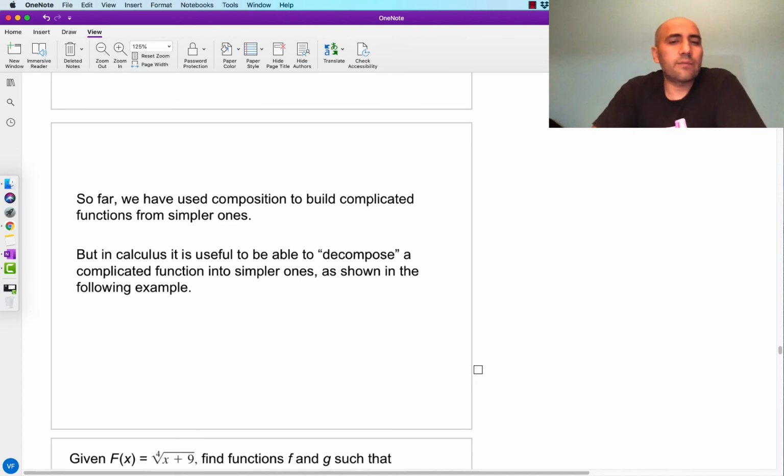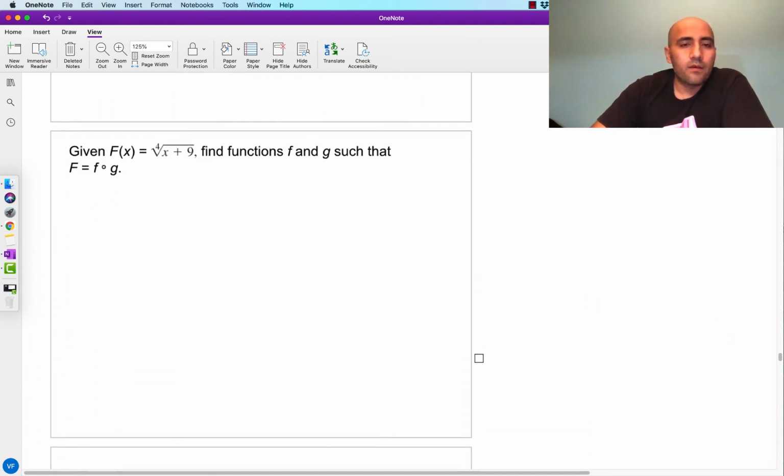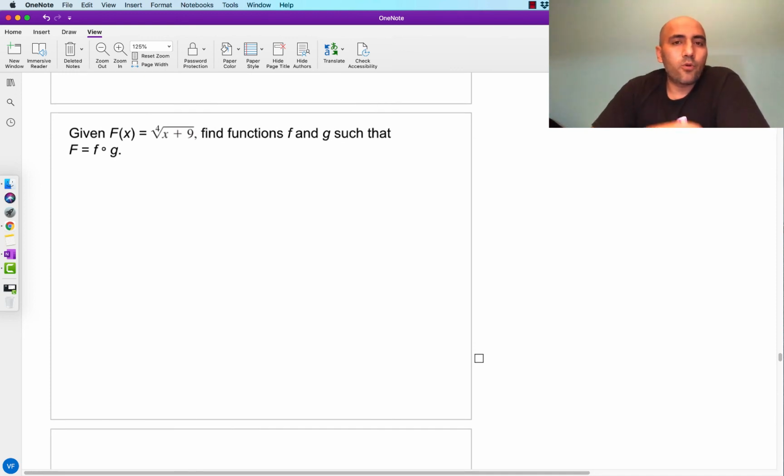So far we have used compositions to build complicated functions from simpler ones, but in calculus it's useful to be able to decompose a complicated function into simpler ones, as shown in the following example. Here we have an example where we have the final product of a composition of functions. Capital F is made up of lowercase f composed with g. So find those two functions that make this work.